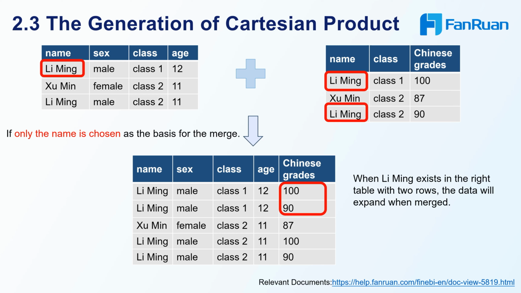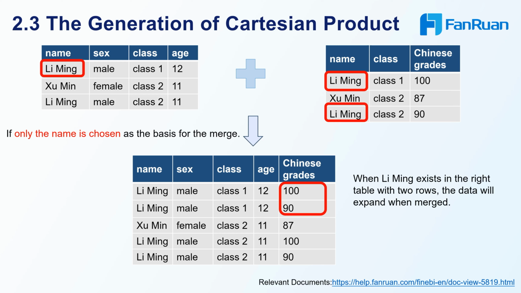We see that the Li Ming from Class 1 appears twice. Because when we merged, the system found 2 Li Mings in the right table. It matched one row with the first Li Ming and another row with the second Li Ming, which resulted in 2 rows for Li Ming from Class 1. The same thing happens for Li Ming from Class 2. The system found 2 Li Mings in the right table and created 2 rows. If there's one duplicate, the data will immediately expand into 4 rows. If there are even more duplicates in the actual business data, the data expansion could grow rapidly.